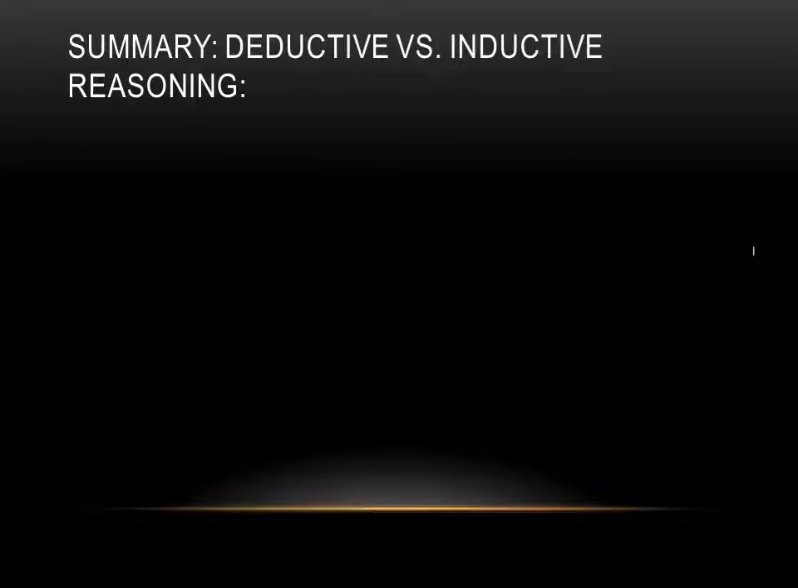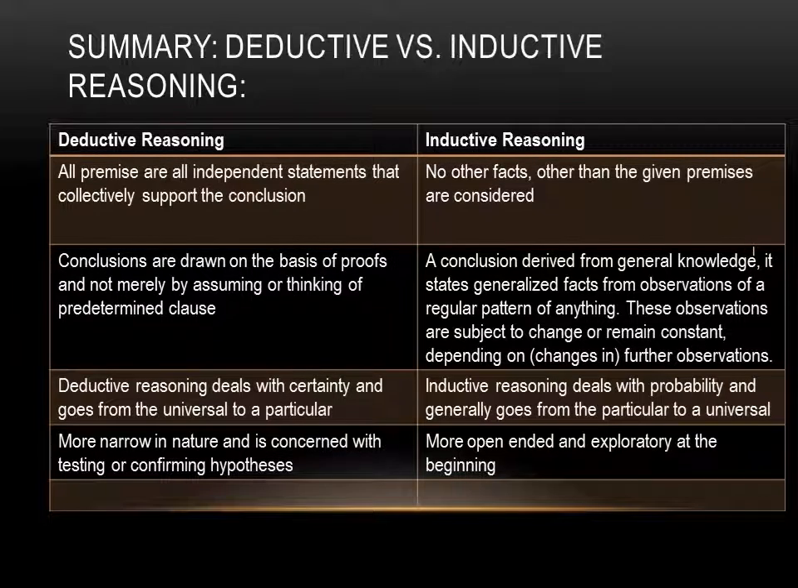Deductive versus inductive reasoning and its differentiation. In deductive reasoning, all premises are independent statements that collectively support the conclusion, while in inductive reasoning, no other facts other than the given premises are considered. In deductive reasoning, conclusions are drawn on the basis of proofs and not merely by assuming or thinking of predetermined cause. While in inductive reasoning, a conclusion is derived from general knowledge, it states generalized facts from observations of a regular pattern of anything. These observations are subject to change or remain constant, depending on changes in further observations.